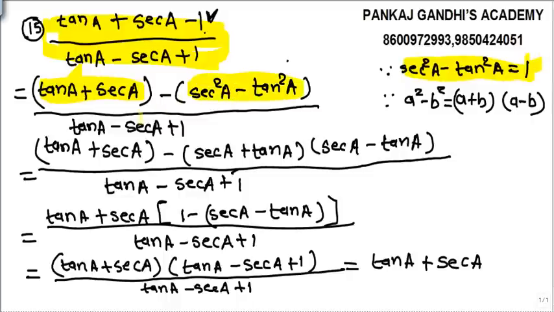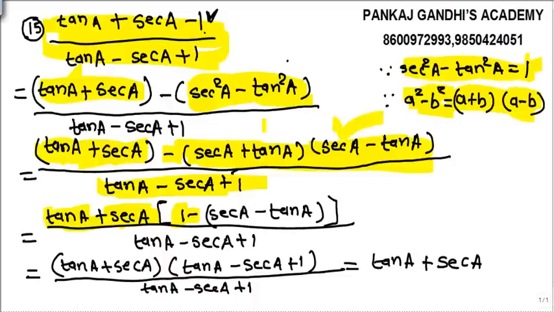I can put it so that I can take out common tan A plus sec A from the numerator, because sec square A minus tan square A is nothing but sec A plus tan A and sec A minus tan A, because we know that a square minus b square is equal to a plus b and a minus b. So let's put sec square A minus tan square A is equal to sec A plus tan A and sec A minus tan A, and this is tan A plus sec A minus these values, and the denominator is as it is. Now here two terms are same, tan A plus sec A and sec A plus tan A. So let's take out common tan A plus sec A. So what will come here? 1 minus, so only sec A minus tan A is there. So 1 minus sec A minus tan A.